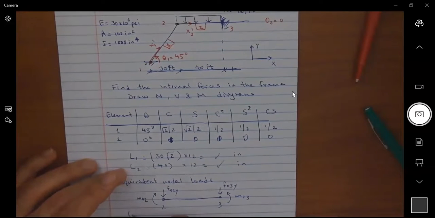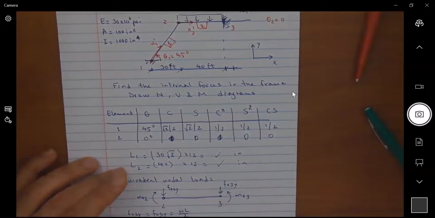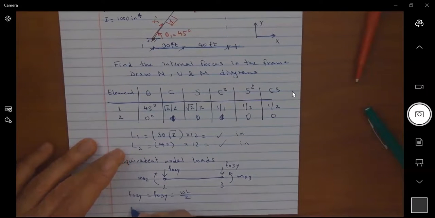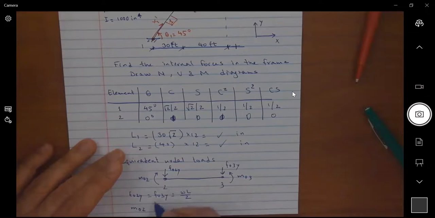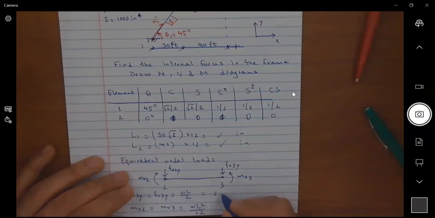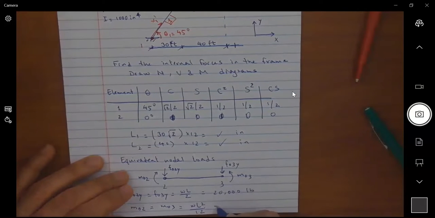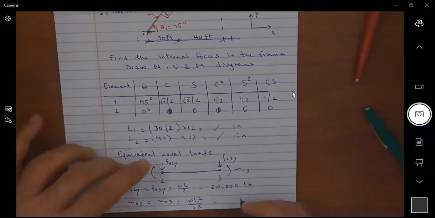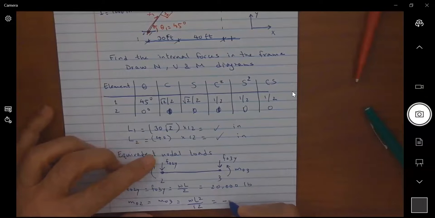Where F node 2y is equal to F node 3y is equal to WL over 2. And M node 2 is equal to M node 3 with these directions, of course, and they are equal to WL squared over 12. If you do the numbers, you'll find that here I get 20,000 pounds. And for the moment, I get minus, if you do the math and do also the units, we can be looking at 1,600 kip inch. So this is 20,000 pounds, which is the same as 20 kips.